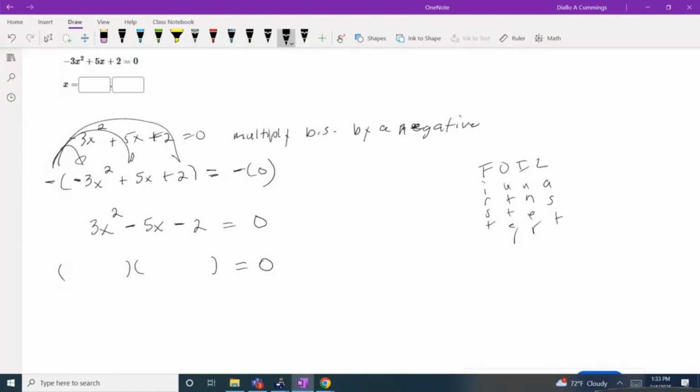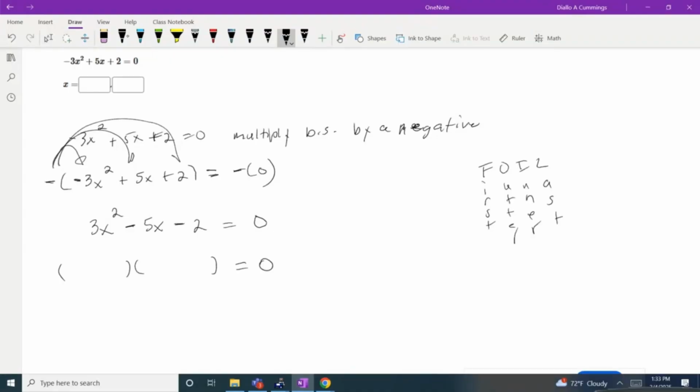Because the word factor simply means to write as a product. And product means something times something else. So we're taking this trinomial 3x squared minus 5x minus 2 and we're factoring it. We're going to write it as something times something else.